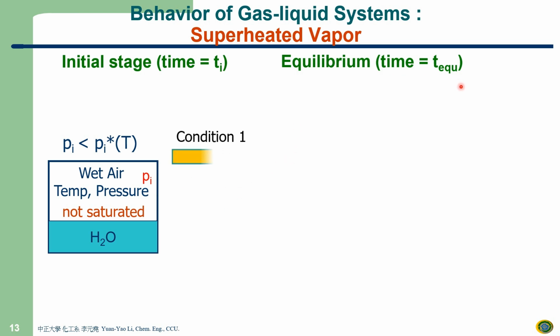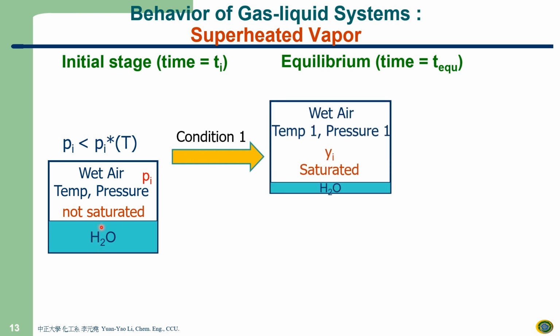That means what? The water reduced, and it won't reduce anymore. So it reached equilibrium. That means the Yi is saturated vapor. So the vaporization rate is equal to the condensation rate. Okay, this is condition one.